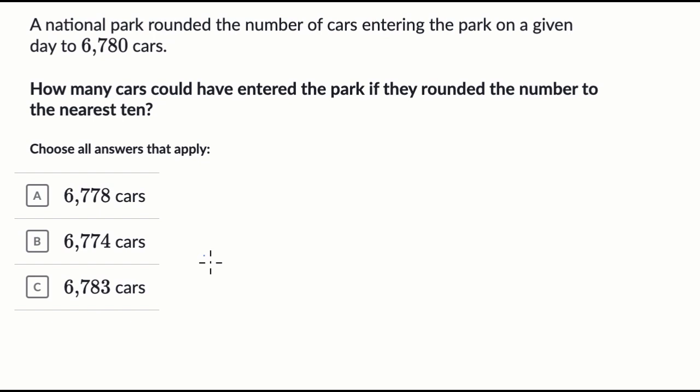Okay, so there's a couple of ways we could think about it. We could think about all of the numbers that if you round to the nearest 10 would round to 6,780, or we could round each of these to the nearest 10, or we could do some type of a combination. Actually, let's do a little bit of a combination here. So let's draw a number line.